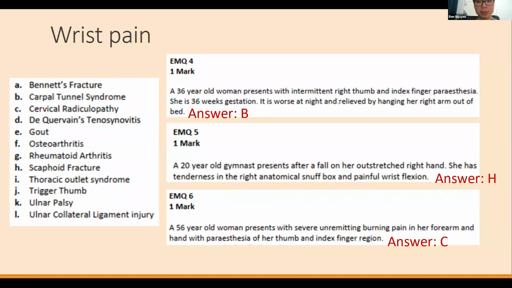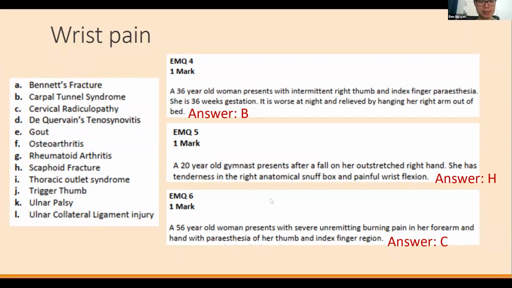Question 5. The typical buzzword for a scaphoid fracture would be the pain in the anatomical snuffbox region. And question 6, I think this one was a bit more tricky, but essentially the answer is C. If I was doing this question, I'd probably toss up between C and I, just because of what seems to be neuropathic type pain. So I might be thinking an issue to do with the nerves.